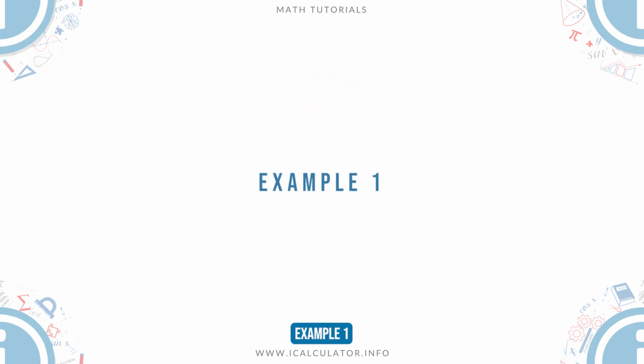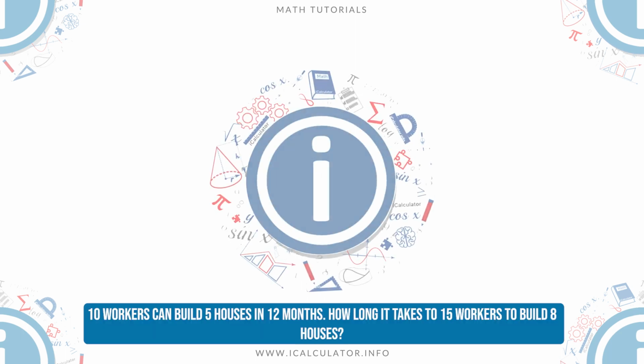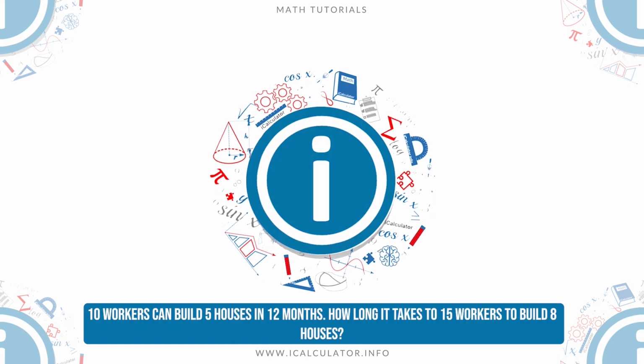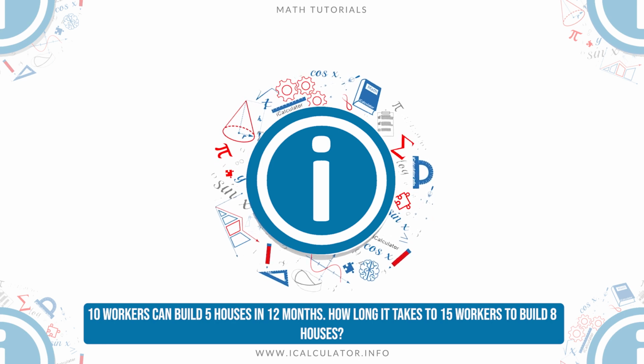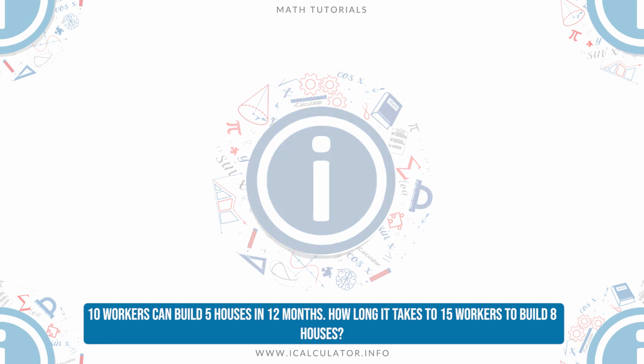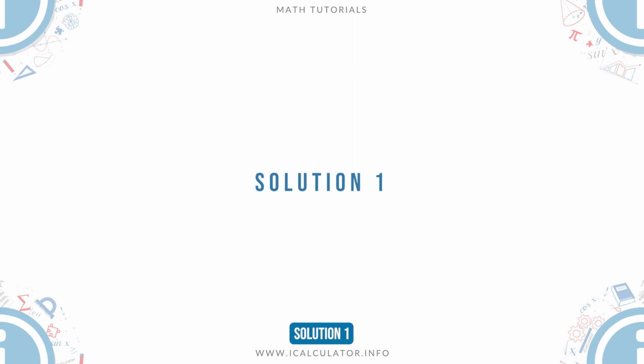Example 1. 10 workers can build 5 houses in 12 months. How long does it take 15 workers to build 8 houses? Solution 1.